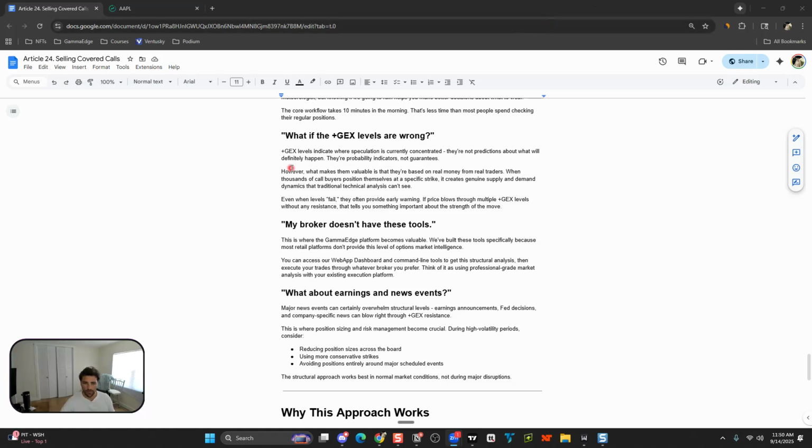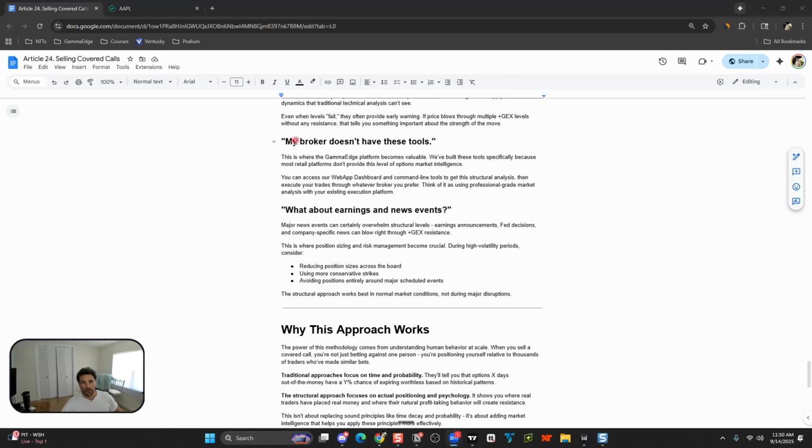Right, but the one benefit of these levels is that they're based on real money from real traders. When thousands of call buyers position themselves at a specific price, it creates a genuine supply and demand dynamic that traditional analysis can't see. Right, and the beauty of this is even when price levels fail, that is key information, right? A key early warning sign. It tells you something important about the strength of the move.